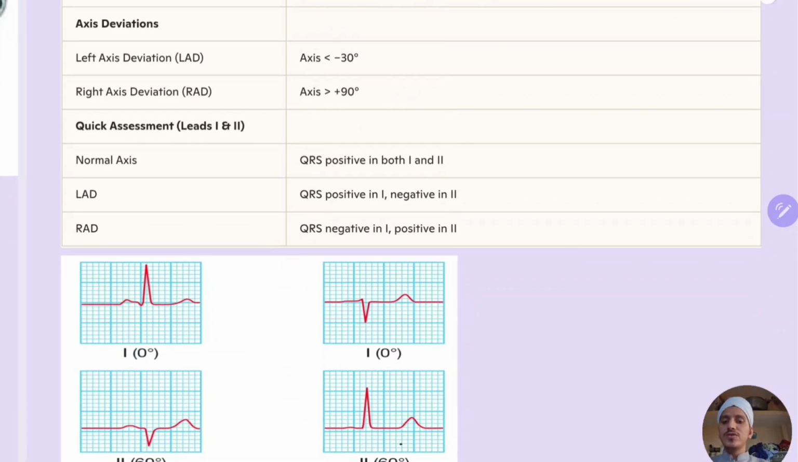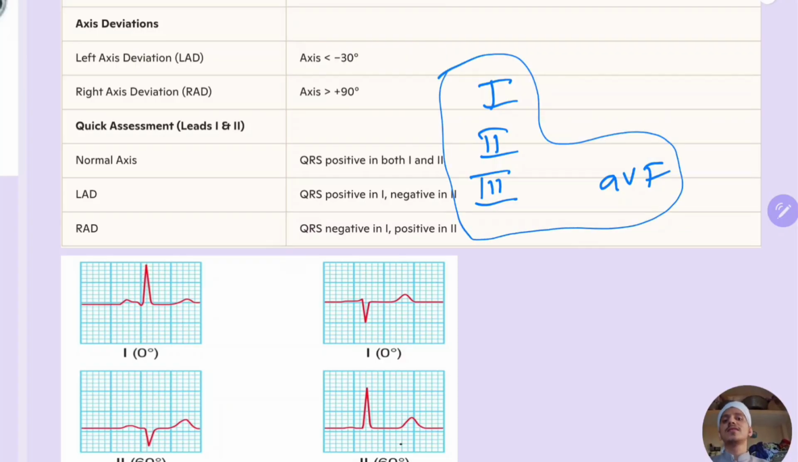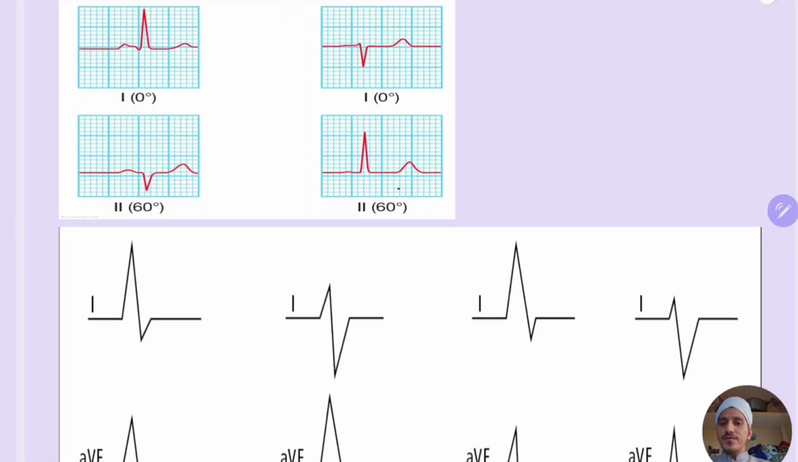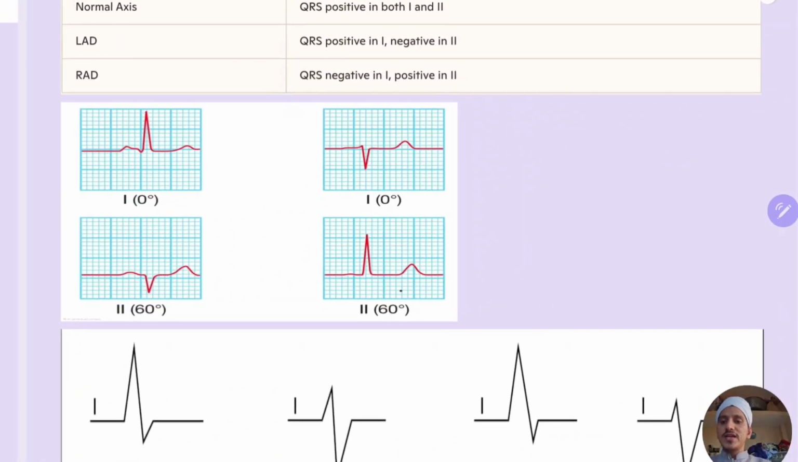To know the axis, you should keep in mind the leads which are helpful: leads 1, 2, 3 and aVF. These four leads are helpful in knowing the axis of the heart. How they are helpful, we will see. Based upon these limb leads, if lead 1 is positive and lead 2 is negative, you can take this as 2 or 3.